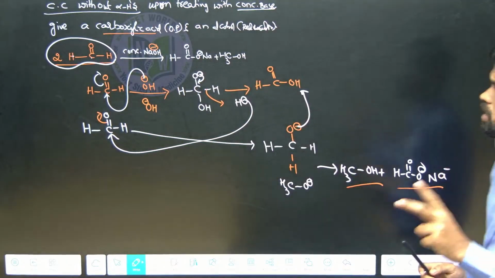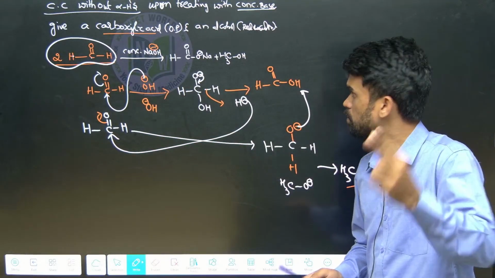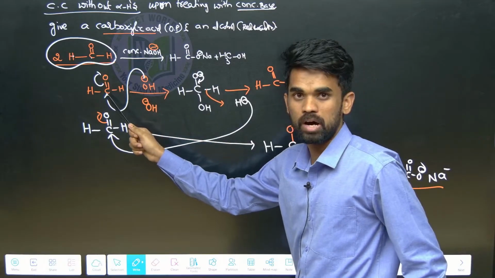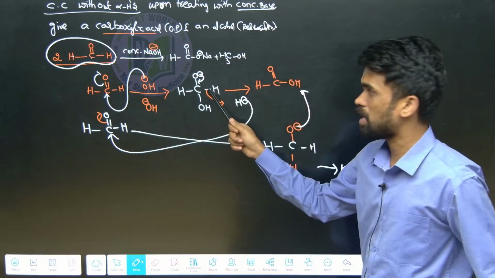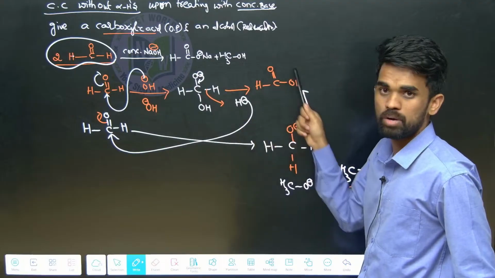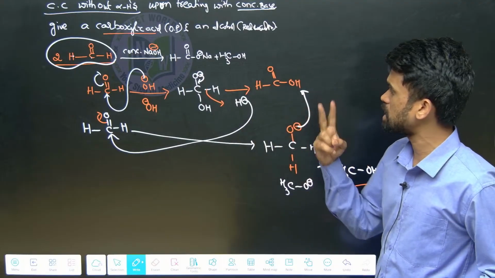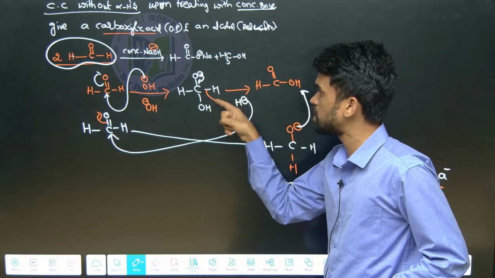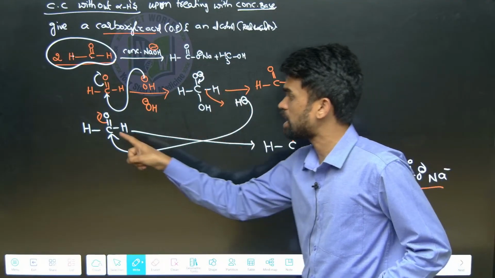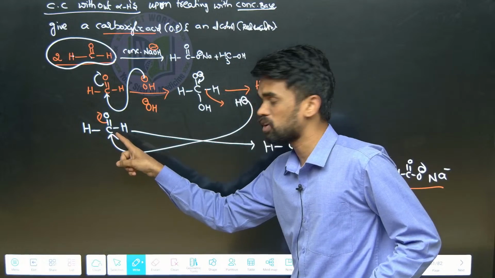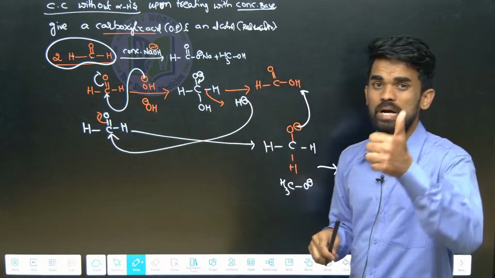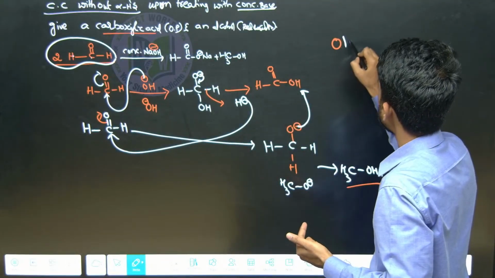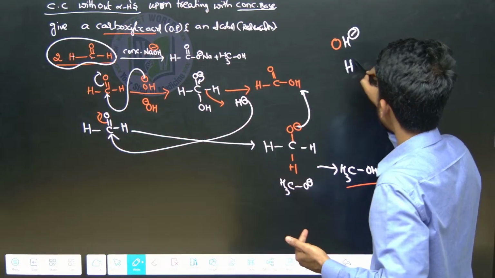What is happening here? There are 2 steps to be remembered. The first step is attack of the OH group directly on the carbonyl carbon, forming an oxidized carboxylate ion, carboxylic acid. In the second step, the hydride ion, which comes out as a leaving group in the first step, will attack one more carbonyl group. This is the nucleophile. So what are the nucleophiles involved in the Cannizzaro reaction? One is the OH minus ion and the other is the hydride ion.